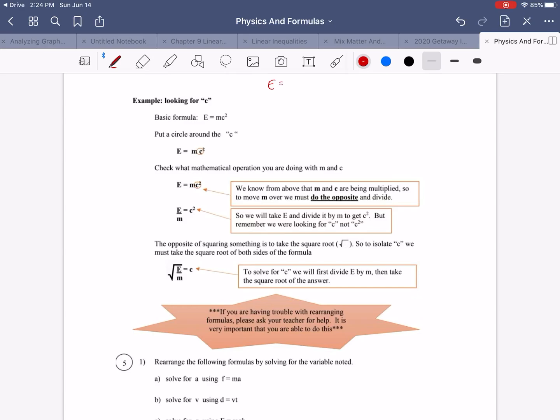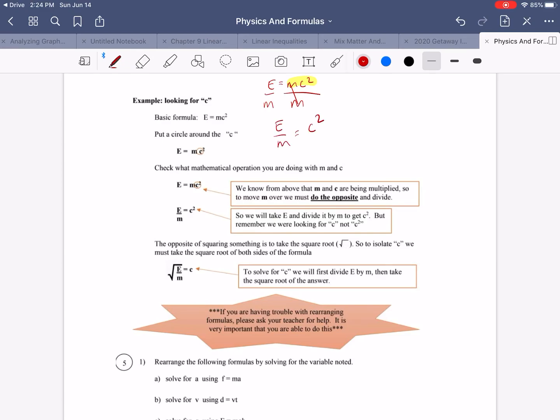We would take our formula, E equals mc squared, and we want to get C all by itself. So the first thing we do is we recognize that this means multiply, so we have to do the opposite. We divide the m out because we want the c squared to be all by itself. So we divide the m out and we put him on the other side. So now we have E over m equals c squared.